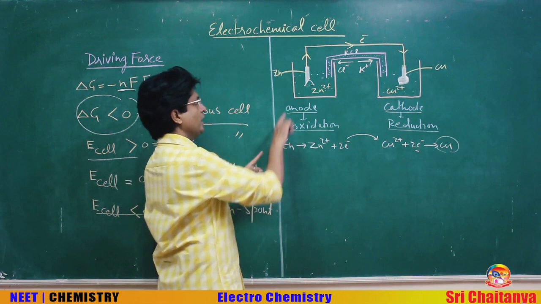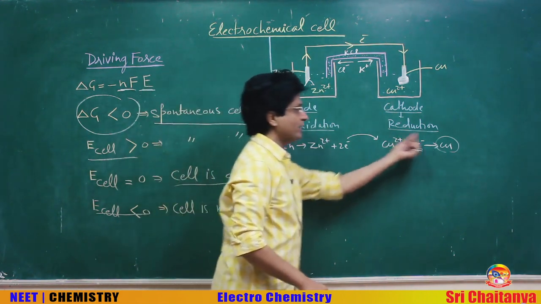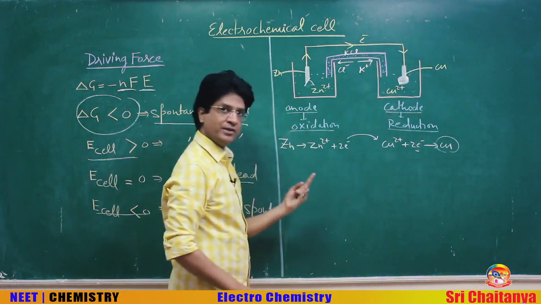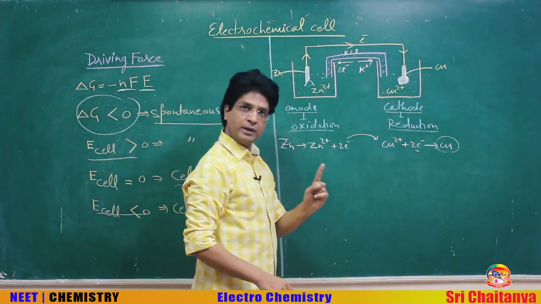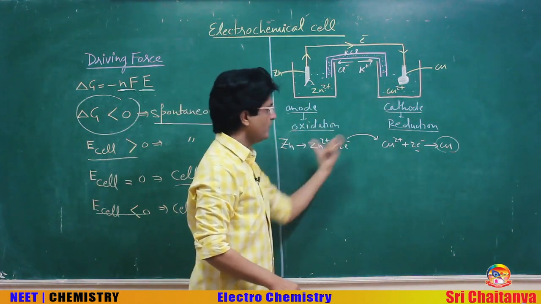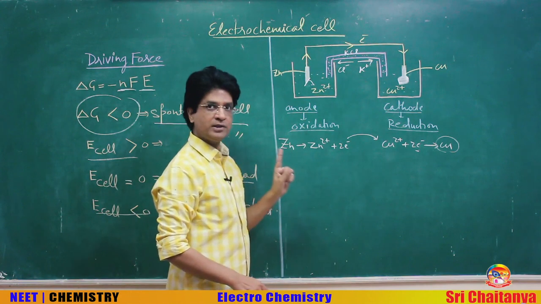So you can see that we have a spontaneous chemical reaction, zinc going to zinc ions, copper ions going to copper, and we are having electrons as well. The flow of electrons is called current. We are producing electricity with the help of a spontaneous chemical reaction. So this is an example of electrochemical cell.